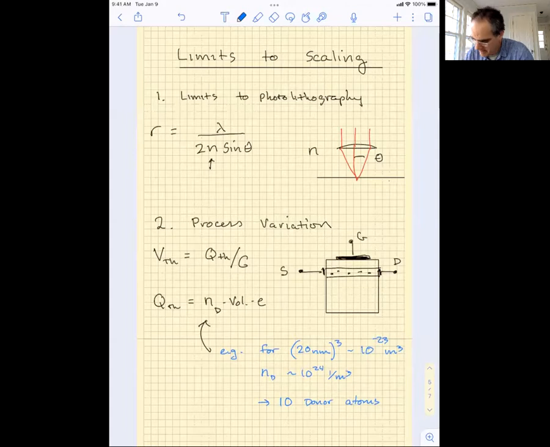And because of that, the threshold voltage will vary a lot from device to device, okay? There's no way around this really, because there's no way to control the number of donor ions in our channel with a precision of greater than 1.